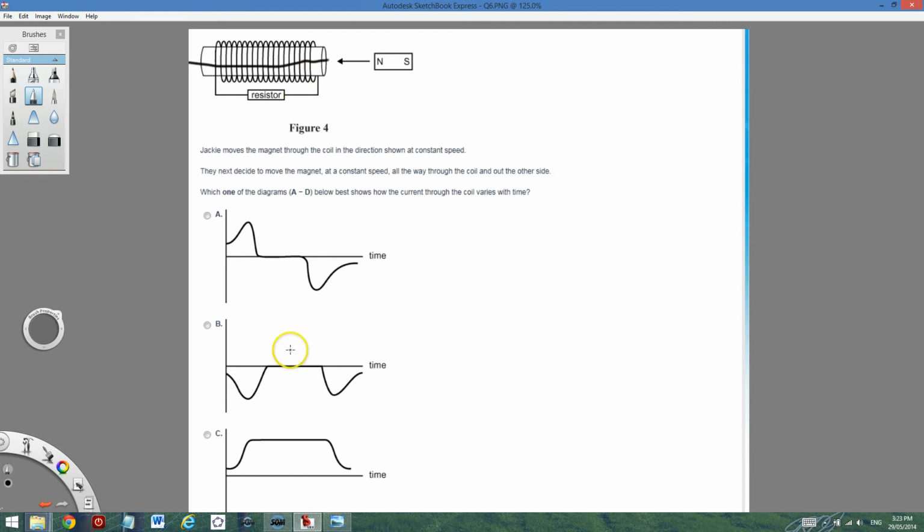So what we can say is, B must be wrong because the current has the same direction. C must be wrong because in the middle part, the current should be zero. There's no change in magnetic flux. So A must be right. One direction goes to zero and then the opposite direction.